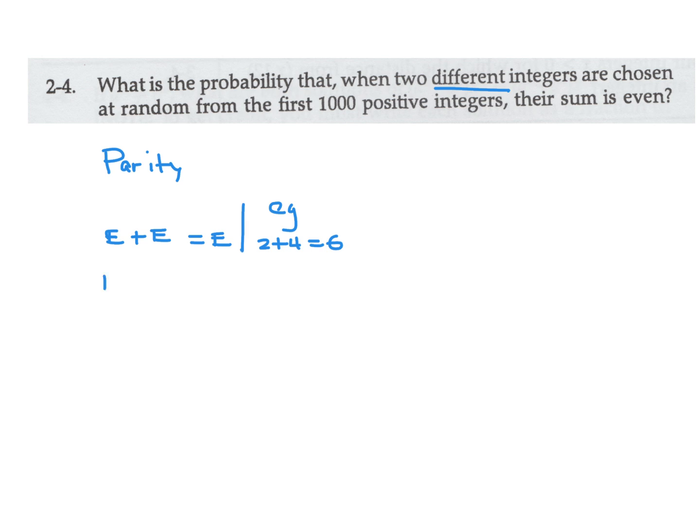And then if we have an even plus an odd number, that result will be odd. So for example, 2 plus 5, that's 7. And then if we have an odd plus an odd, that will be even. So for example, 3 plus 5 is 8. Now what they're saying is that they want us to figure out when the sum is even. So they want these scenarios.